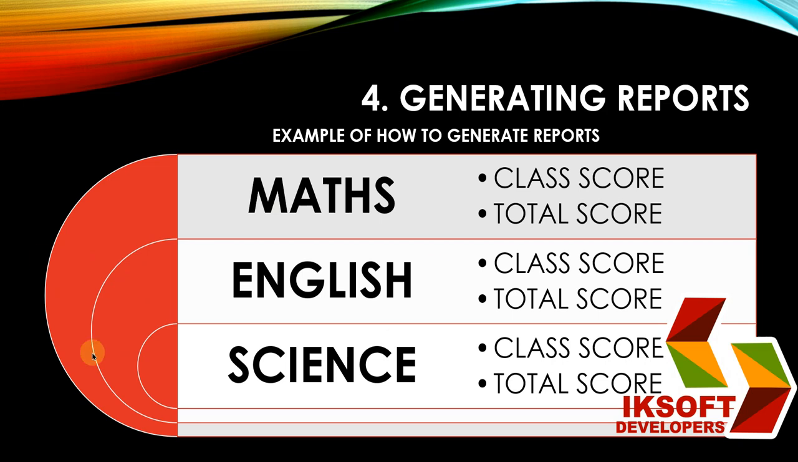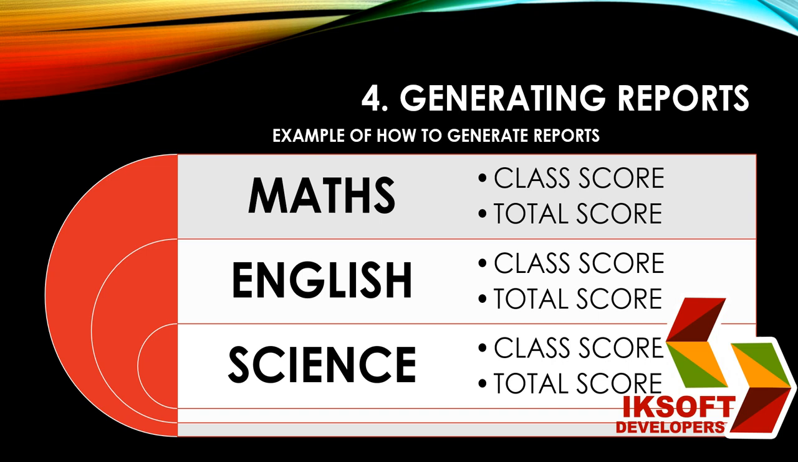Now this red guy is the student, and these are the subjects the student holds. I have added only 3 subjects here because it's a presentation project. Now let's see mathematics: class score, total score. English, class score, total score. Science, class score, total score. This is not going to be the same thing we're going to do in the project, but I just want to show you the scenario of how this system works.